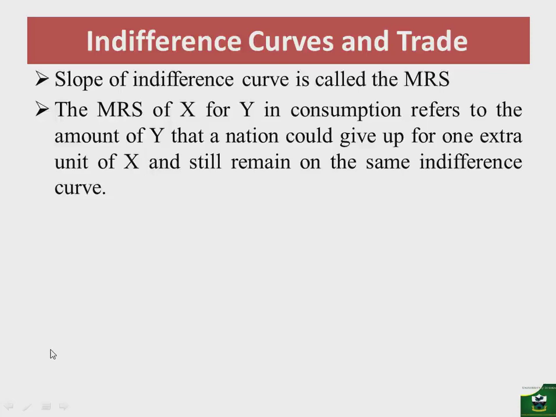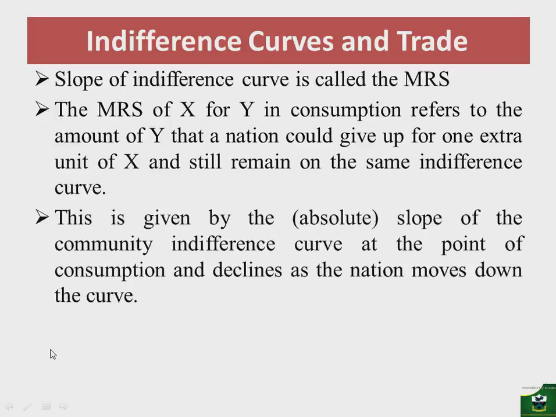What will change is the rate of substitution as they move down or up the curve respectively. And as such, the slope of the indifference curve is given by the absolute slope of the indifference curve at the point of consumption, and this diminishes as we move down the curve. Therefore, the marginal rate of substitution for a convex indifference curve diminishes as we move down the curve.